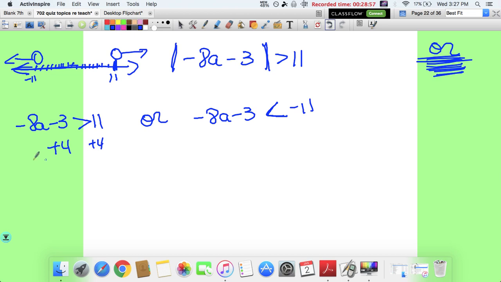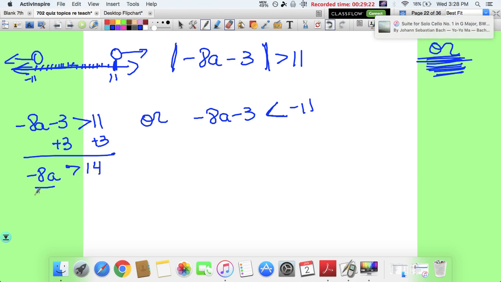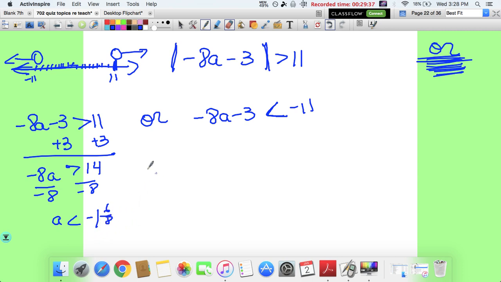Plus 3. Let me get the 3. Plus 3, negative 8a is greater than 14, right? Now I divide by negative 8, and then a is going to be less than negative 1 and 6/8, or 3/4. Okay, so let's just leave it like that for now.